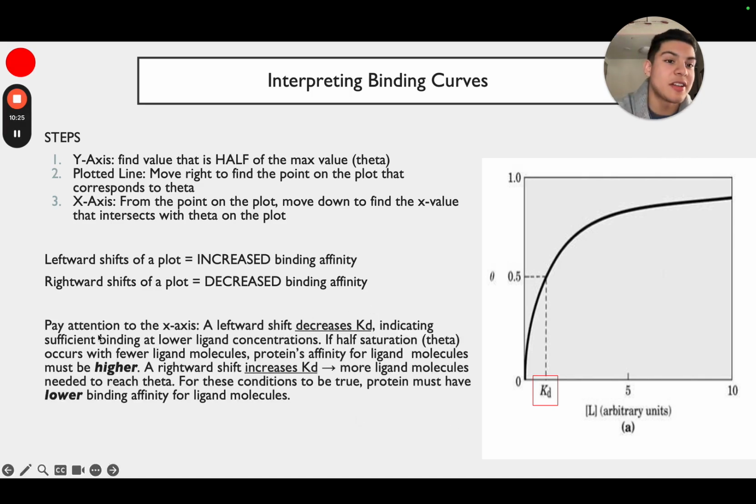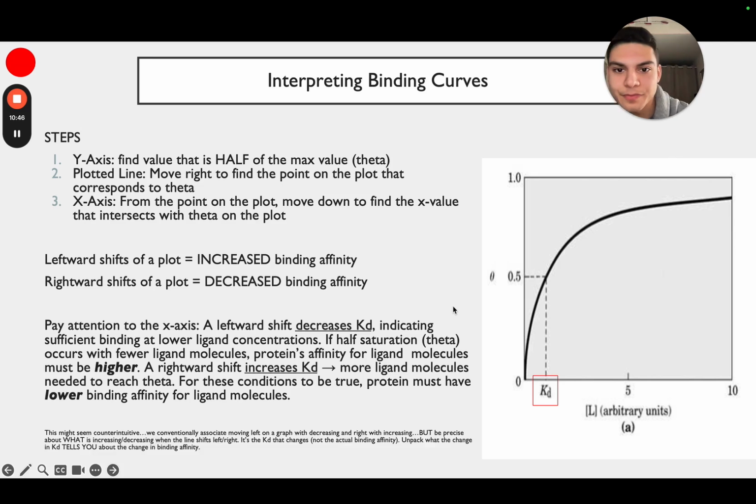Right here, pay attention to the x-axis. This is just, again, what I was stating before. Just keep in the rule that it's inversely related, inversely proportional. So if the KD goes down, your binding affinity goes up. If your KD goes up, your binding affinity is going to go down. So they're inversely proportional. So if you ever get confused, just know that they're inverses to each other.